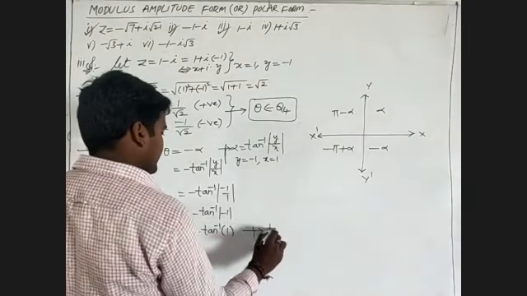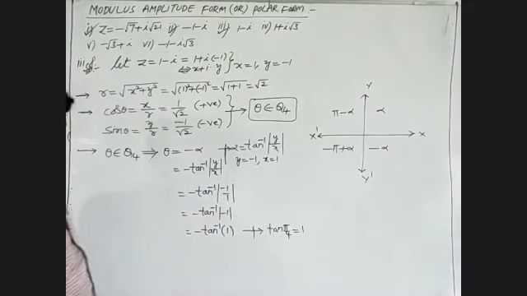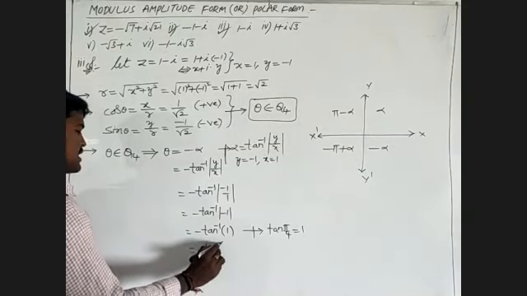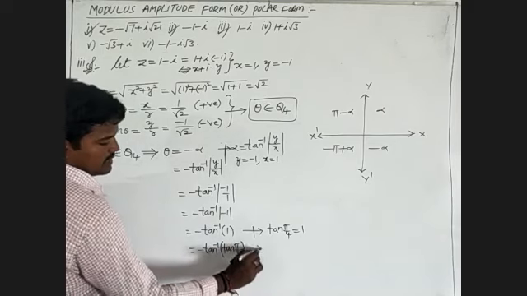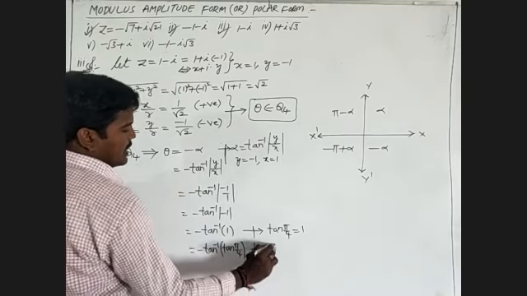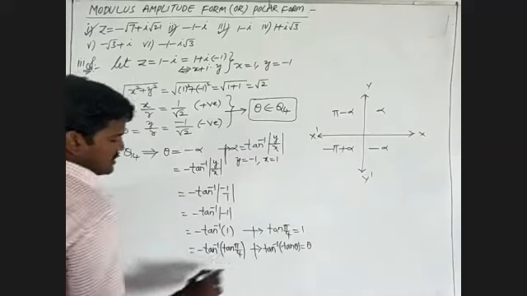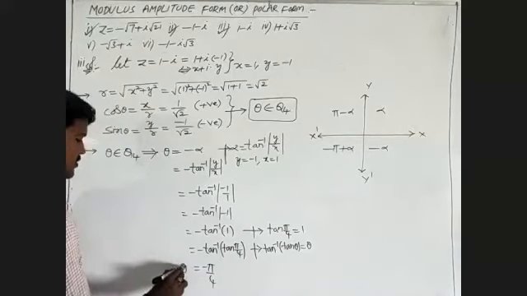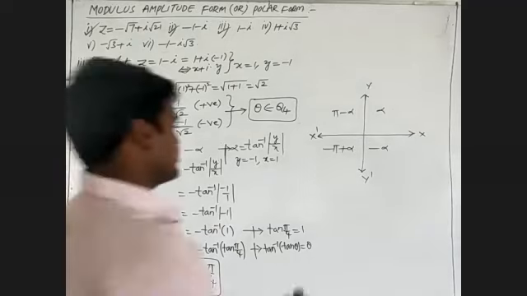tan 45 degrees. That means tan pi by 4 is nothing but 1. We will write in this one minus tan inverse tan pi by 4. Already we know the other formula: tan inverse of tan theta is nothing but theta, we will write. Here I have to write minus pi by 4. This is the value of theta. Theta is equal to minus pi by 4.